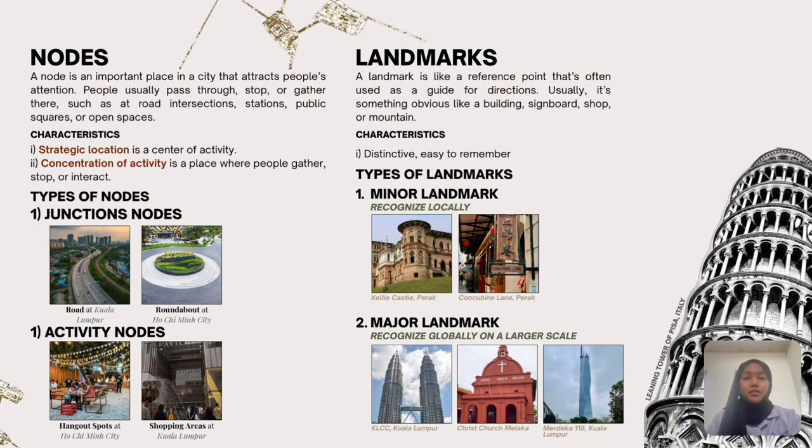Nodes are important places that attract people's attention. People usually pass through, stop, or gather, such as public squares or open spaces. Characteristic: strategic location is a center of activity. Concentration and activity is a place where people can interact. There are junction nodes and activity nodes. For the junction nodes, such as road at Kuala Lumpur and roundabout at Ho Chi Minh City. For the activity nodes, hangout spot at Ho Chi Minh City and shopping areas at Kuala Lumpur.